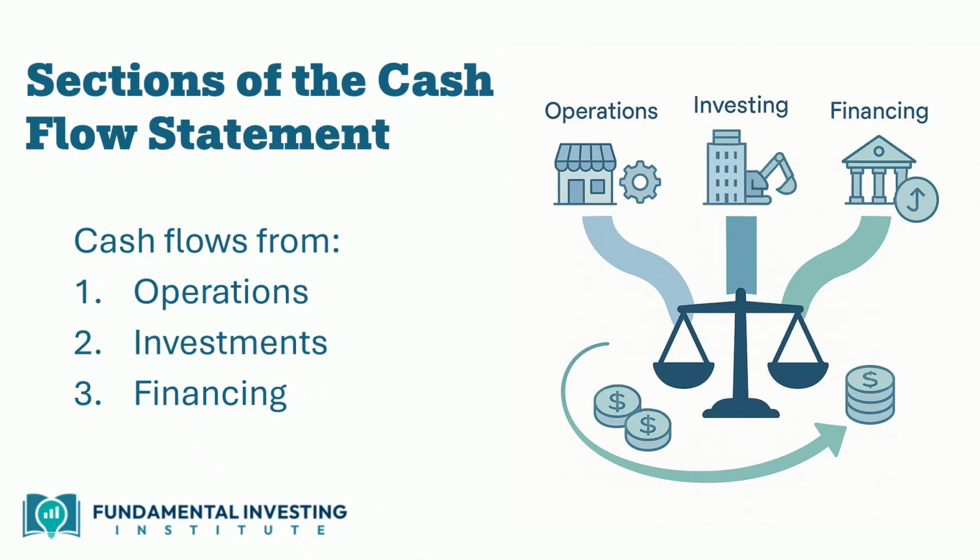The sum of the cash activities from these three categories equals the change in the cash and equivalent account on the balance sheet over the corresponding period.